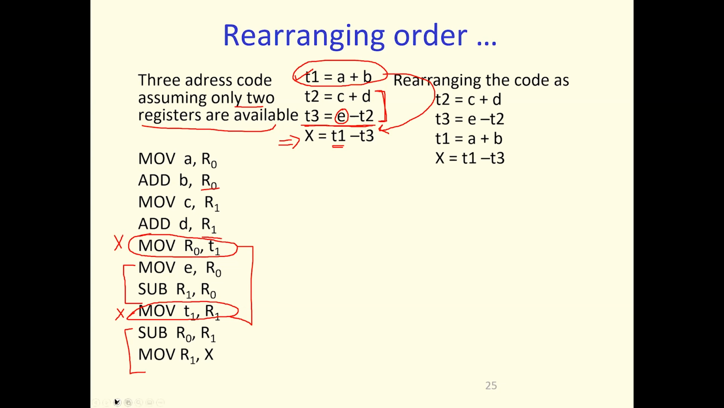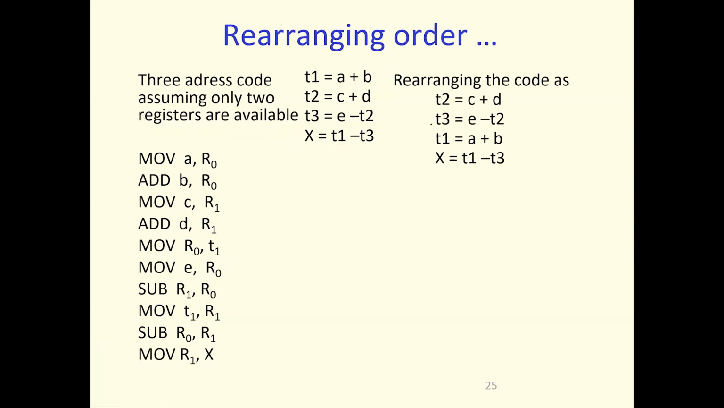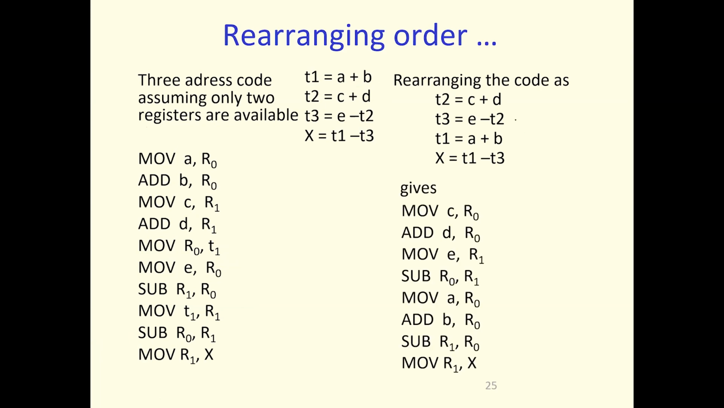So we rearrange the code. We first compute T2, we then compute T3, then we compute T1, and then x equals T1 minus T3, and it will give you a code which works with just 2 registers. There is no spilling. So you can see there are 3 plus 3 plus 4, 10 instructions here, but only 8 instructions here. The code is correct. Once again, you can go through it at your leisure time.